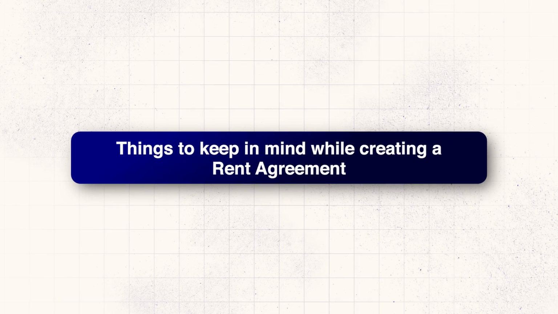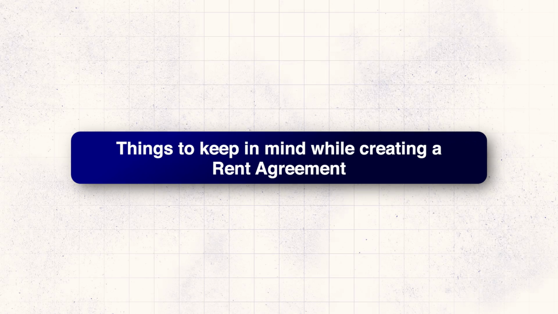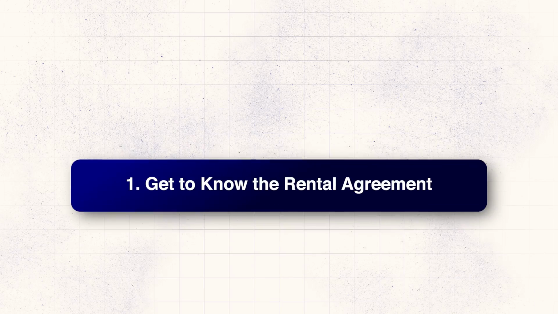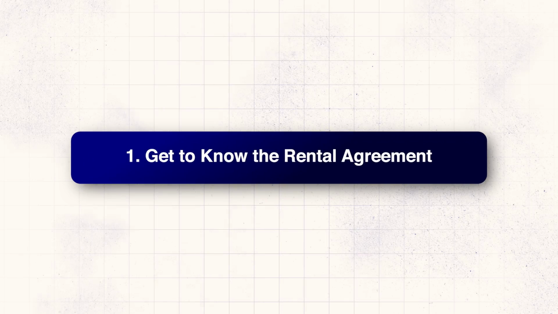Three things that you need to keep in mind while creating a rental agreement. As NRIs, one cannot visit their properties frequently, and therefore it is important to keep a few things in mind. Number 1, get to know the rental agreement. Think of a rental agreement as your property's rule book. It spells out the terms and conditions assigned to your property, setting the stage for both you and your tenant.